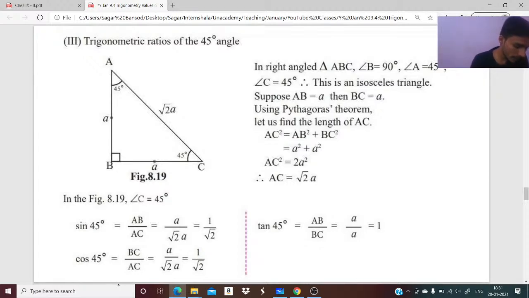Hello Tejas, welcome to the session. So no one is having any question.